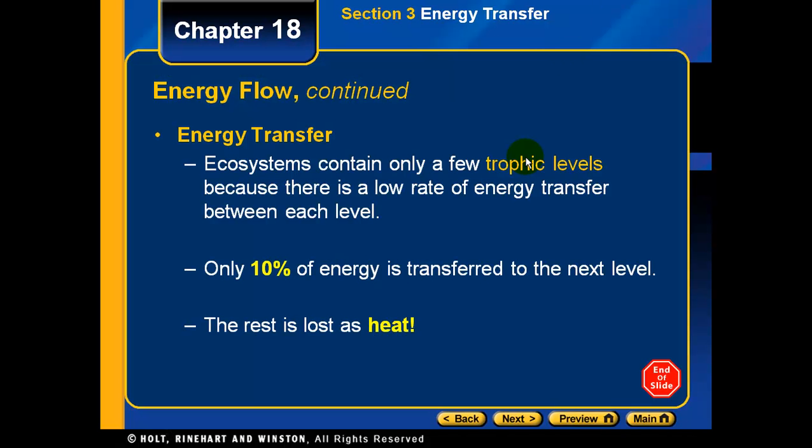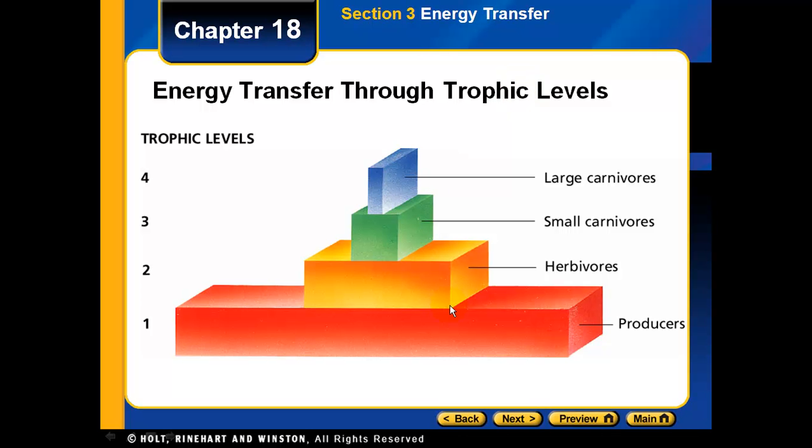Okay, energy transfer. Ecosystems contain only a few trophic levels, 1 through 4, right? First level, second, third, and fourth, because there is a low rate of energy transfer between each level. Even though it would be nice to get a lot of energy from the food you eat, it's not going to happen. Only 10% of the energy you get is from the level below you. The rest of that energy is lost as heat.